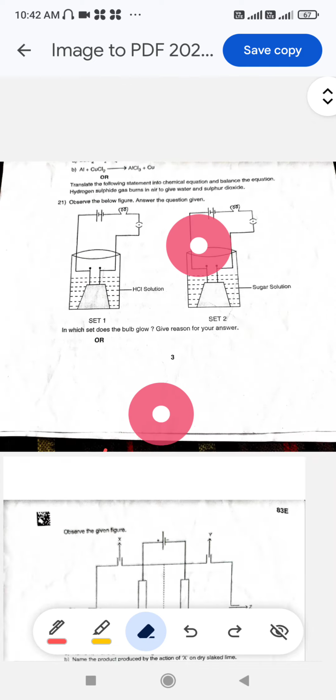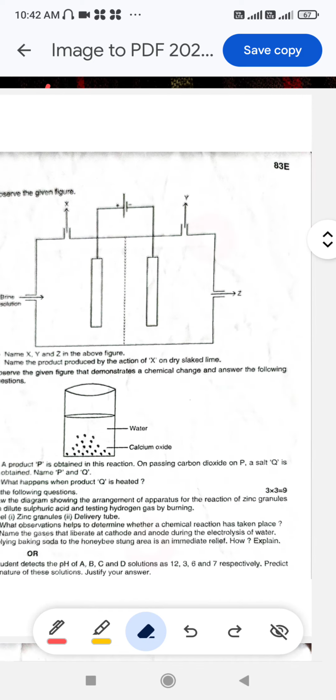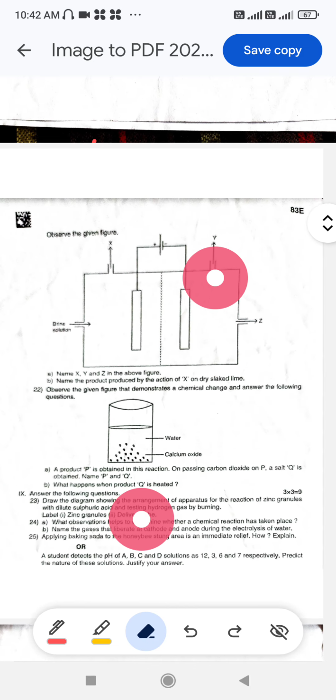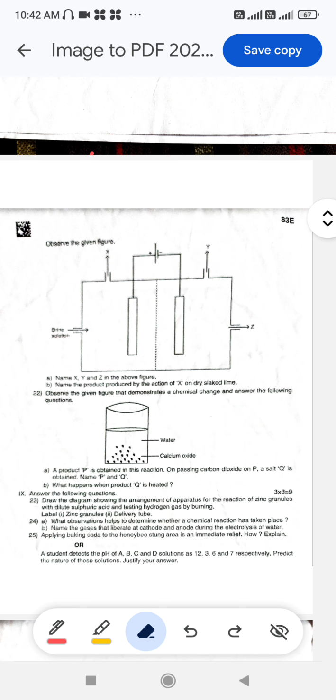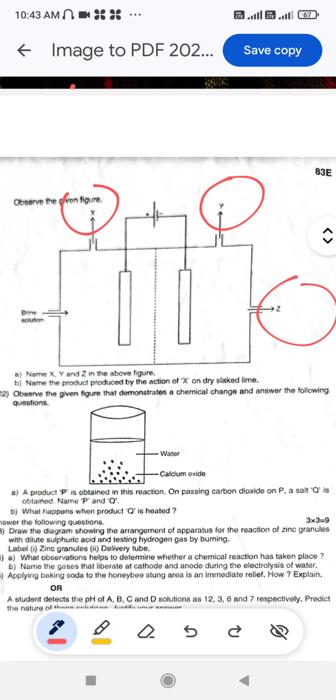Okay, next question: observe the given figure. What is the first question? Name X, Y, Z in the figure. Here X is there, Y is there, Z is there.